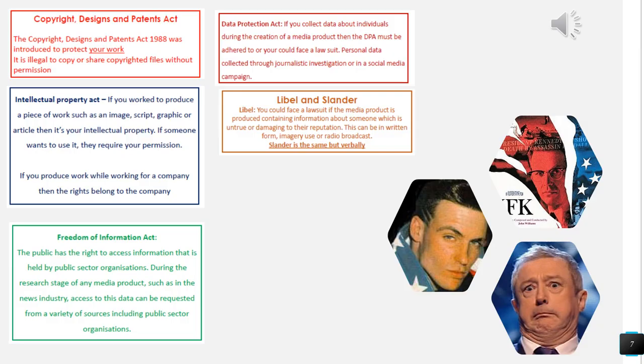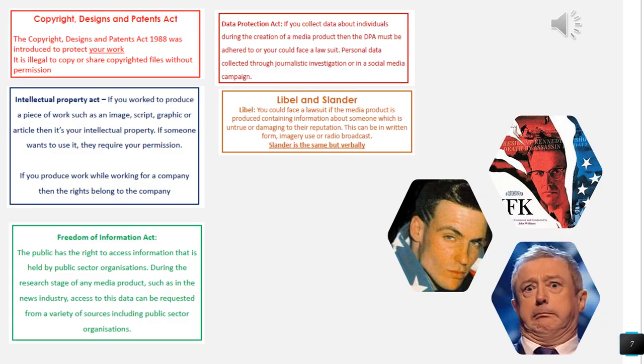So libel and slander. Libel is when a media product, usually a magazine or a newspaper, has written something that is not true. So a magazine writes something that isn't true about somebody, or says something on the radio or in a film that isn't true. You can then be sued by that person. Usually this is when they feel like they've been defamed in some way. So defamation is where your character's been damaged by somebody else.